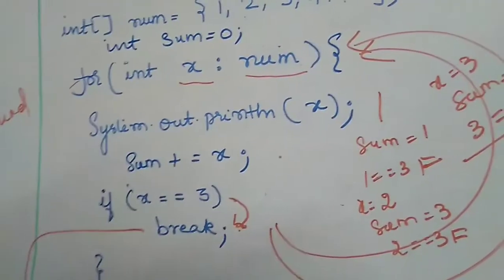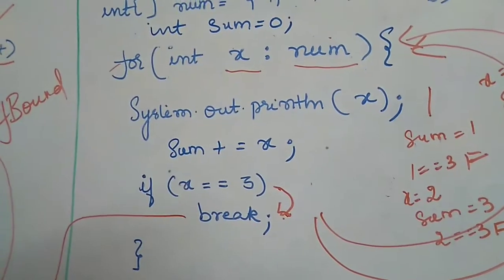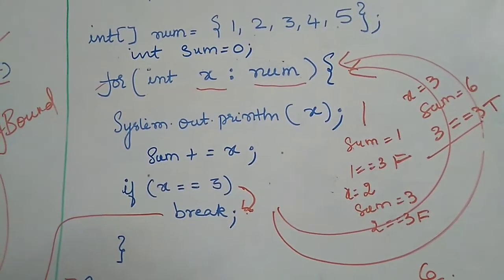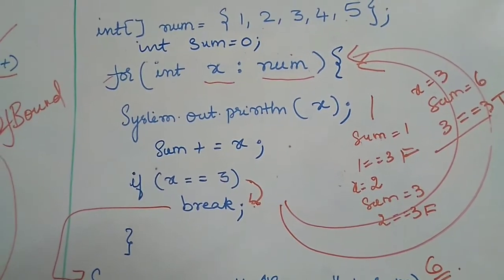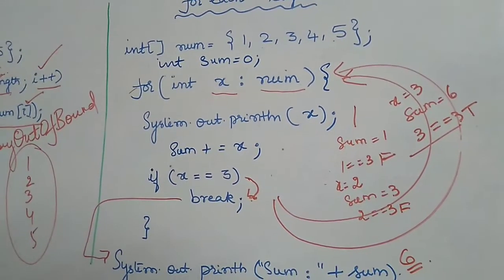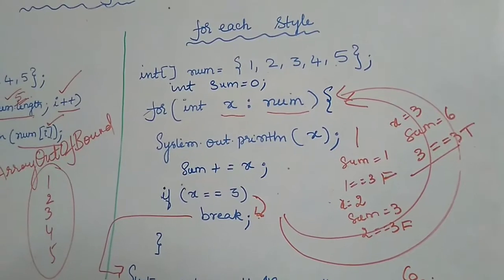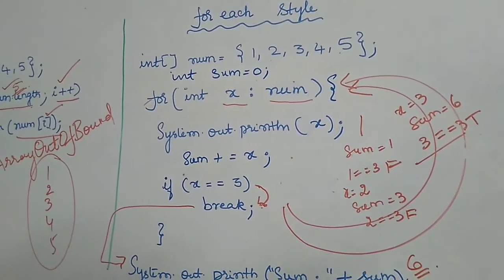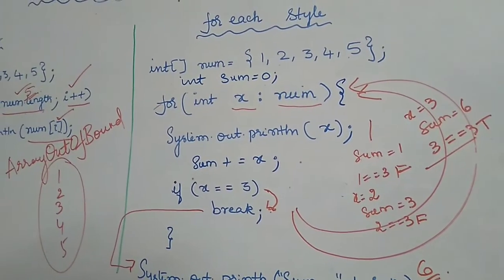So what we did over here is, actually it has to execute 5 times, but we are terminating the loop early based on a condition. So this is how you can break the loop early. You can also use this break with your other loops like while, do while, and for.